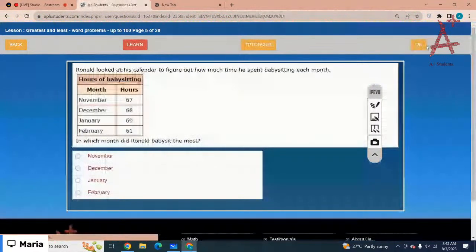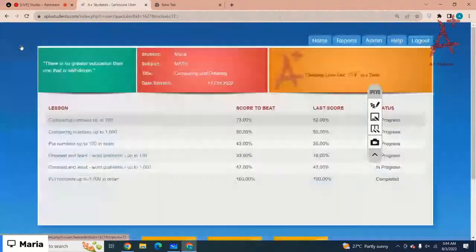Okay, you can complete the lesson by yourself later today. So, we are working on grade 2 maths. The chapter we're working on is comparing and ordering. And the lessons we have covered today are comparing numbers up to 100, comparing numbers up to 1000, put numbers up to 100 in order, greatest and least word problems up to 100.